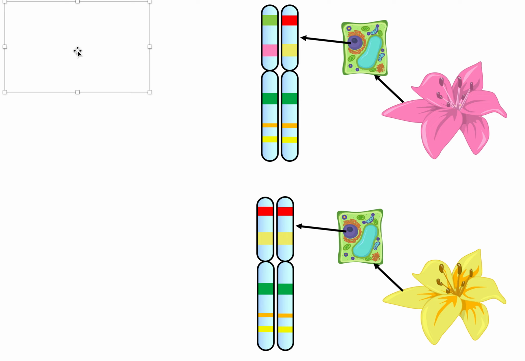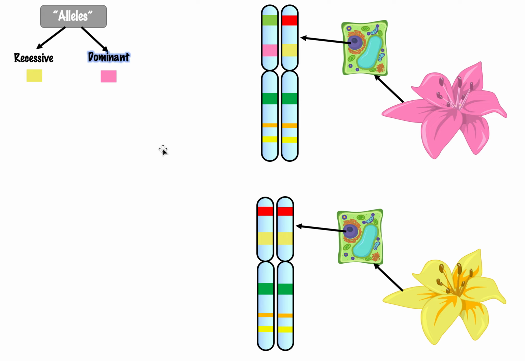So, this type of inheritance is called Mendelian inheritance, and it works like this. You have two alleles for a specific trait, one from the mom, one from the dad. One of the alleles will be dominant. The allele can be dominant or recessive. In this case, pink is dominant, and yellow is recessive. So in the case of this flower, it has both a dominant and recessive allele. But because the dominant allele is the pink one, the flower will be pink.